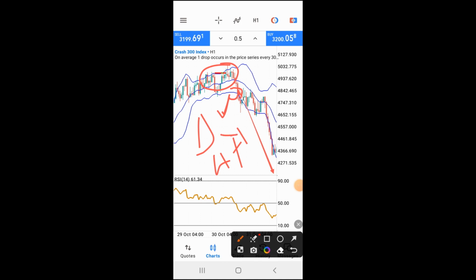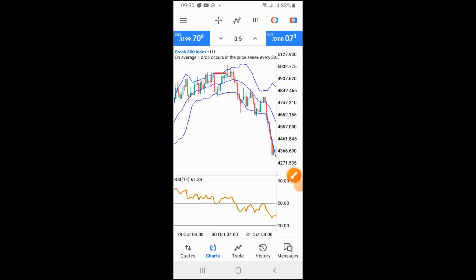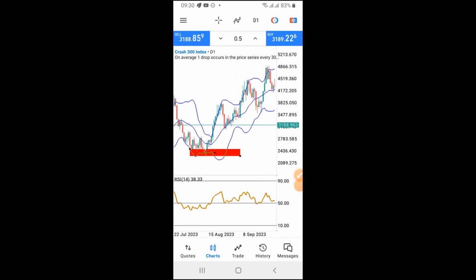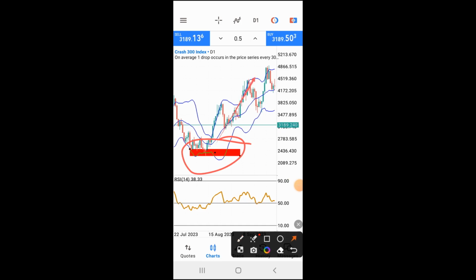And if you have a big account size, the way I trade is this: if I analyze this way, just as we saw on the daily time frame here, you can see what we marked here. This is a discount level for us to buy on this particular crash, 300. But from this particular zone that you're seeing, that is where we have been seeing all those mighty drops.